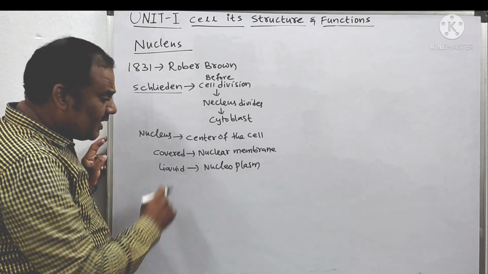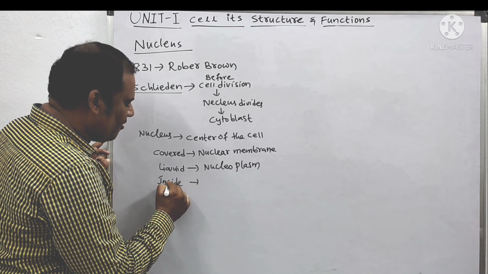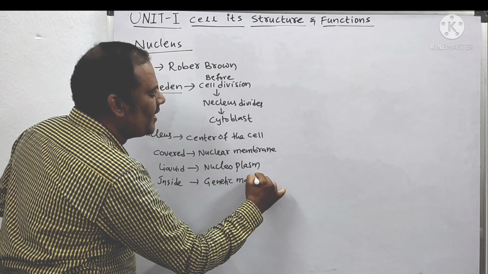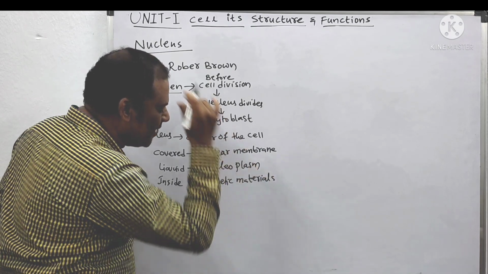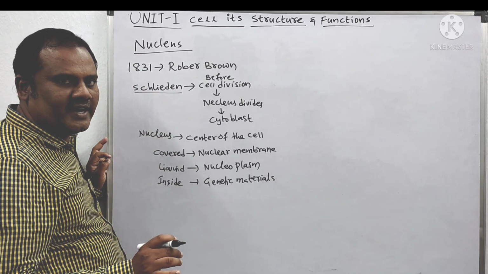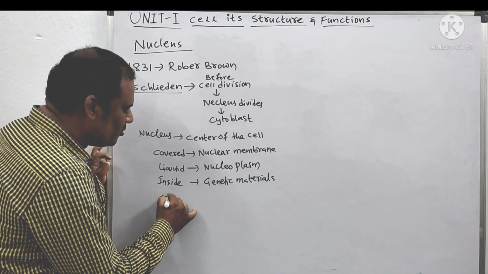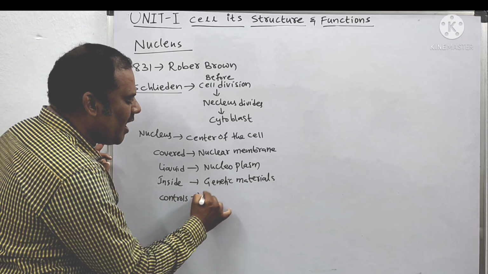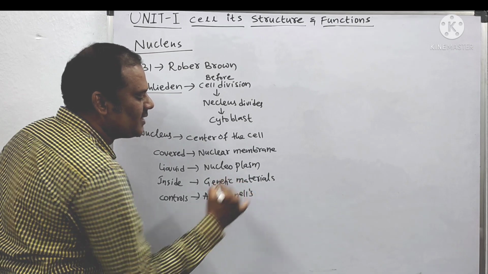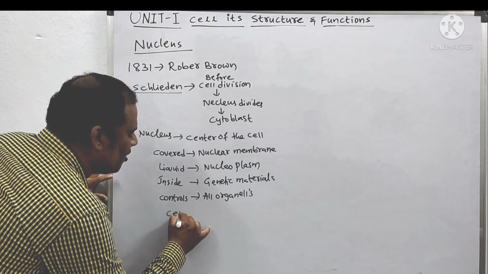And inside the nucleus, we have the genetic materials, which are nothing but chromosomes. They will decide our characters. The nucleus controls all the remaining organelles of our body. So that's why the nucleus is called the cell's control room.